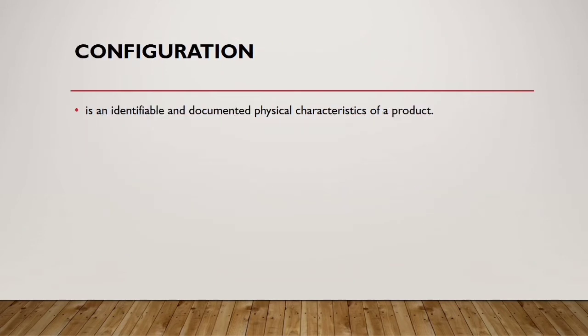Configuration, in configuration management, means the identifiable and documented physical characteristics of a product. An example of a product is what they call a material. So for example, if you have to configure a thing, you have to make it documented, or you must know what the characteristics are and how to configure that thing. So in the business organization, the core there is the product. You have to know the characteristics, and that's how configuration works.